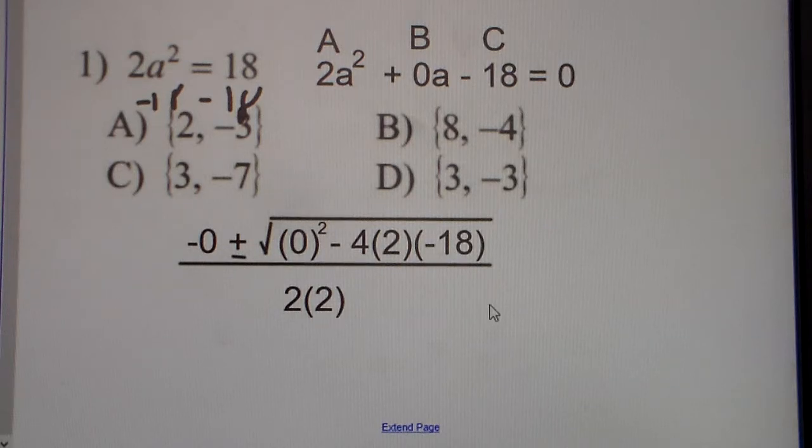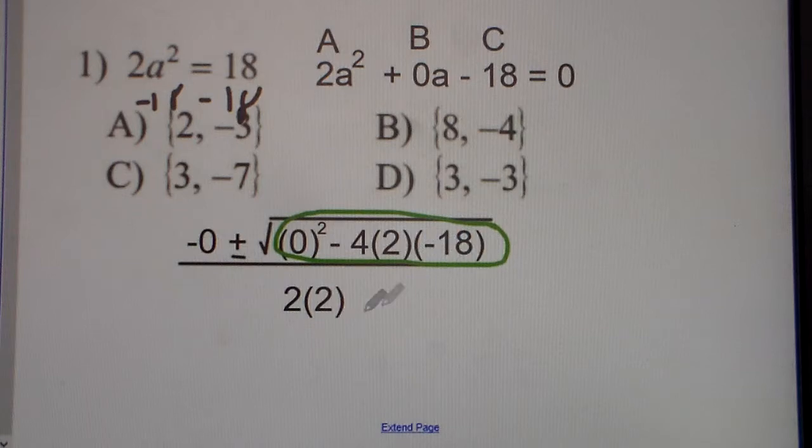Now we've got to crunch these numbers out. We just have to do everything from the inside out. So first I'm going to take care of everything inside this square root on the calculator: 0 squared minus 4 times 2 times negative 18. This is what we practiced a night or two ago. So 0 squared is 0, and negative 4 times 2 times negative 18.